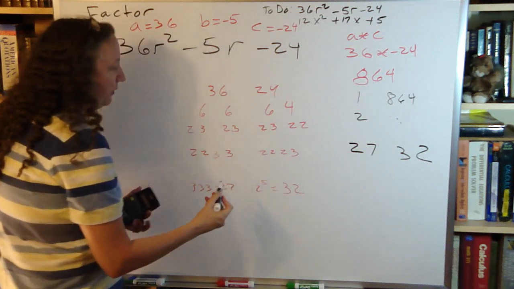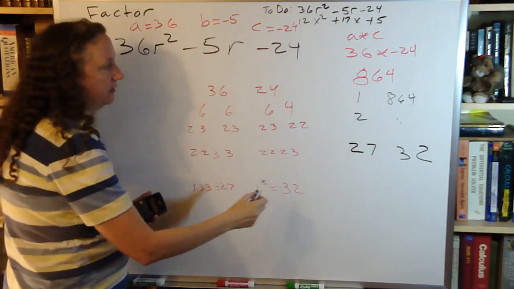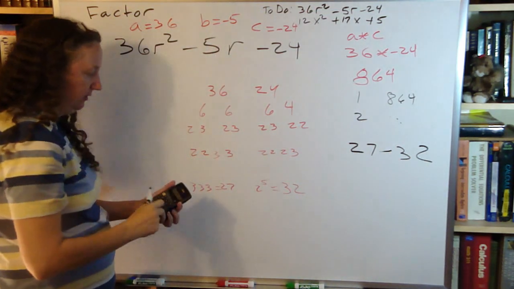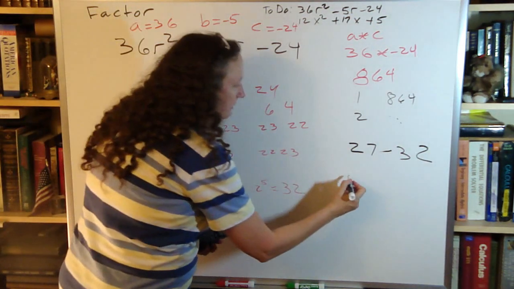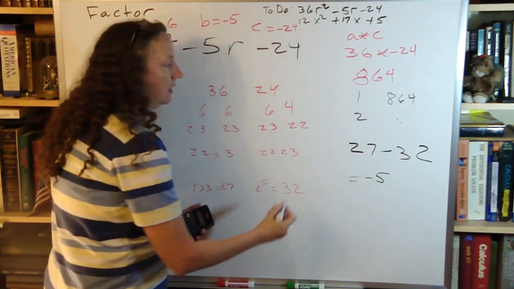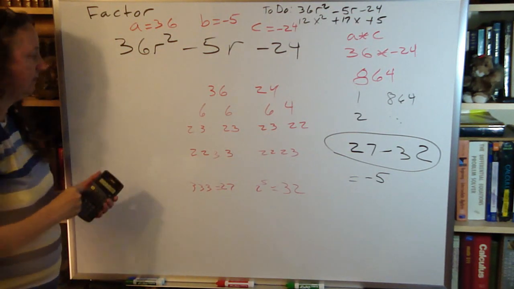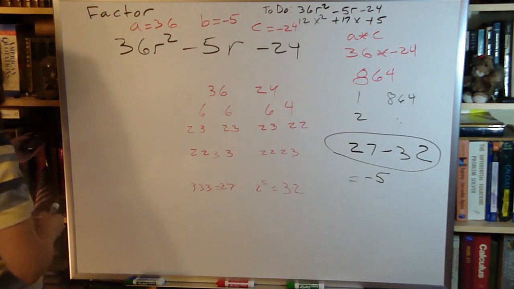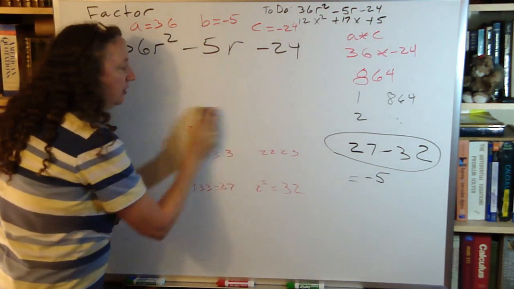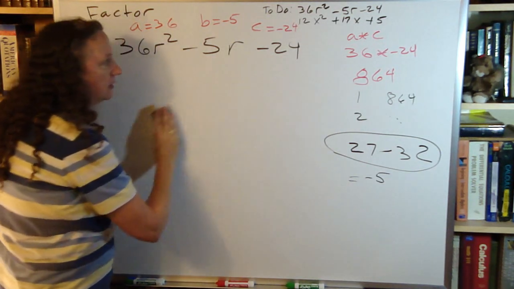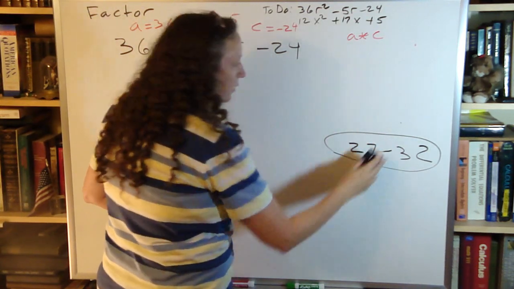I try my 27 and 32. The larger number is negative. The signs are different. So this is 27 minus 32, and it gives me negative 5. So now I know what numbers I want to use. So now I can erase all of this guesswork here, because I now know which two numbers I want to use.